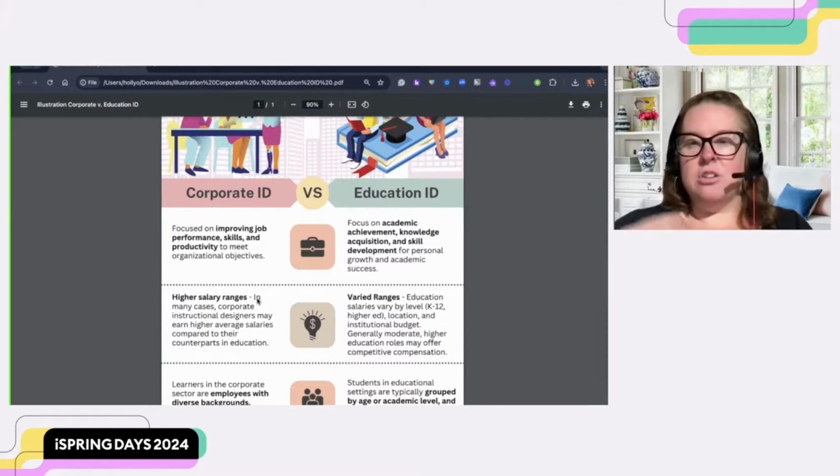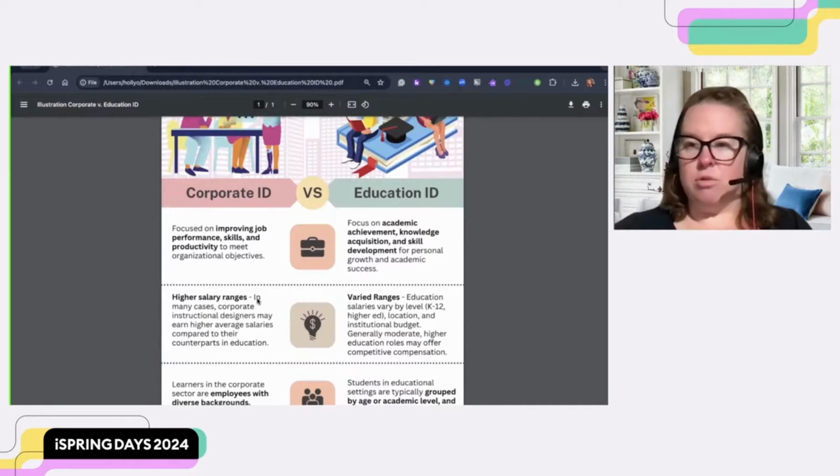But instructional designers in education make around the 70 to 75 range if you're first starting out, and that has gone up. But it varies based on institution, where you're at in the particular sector.